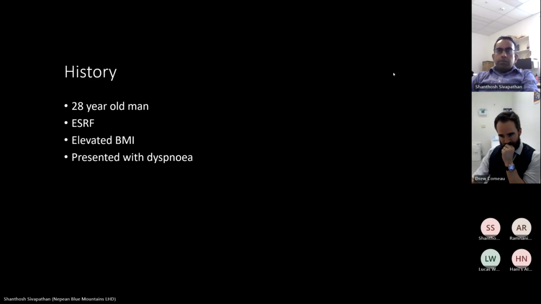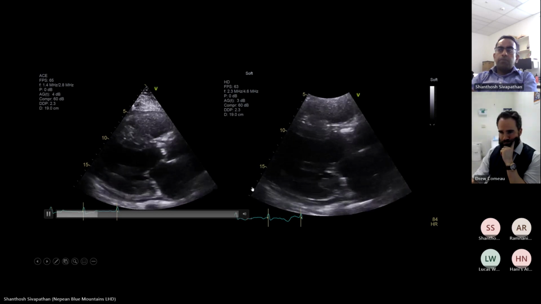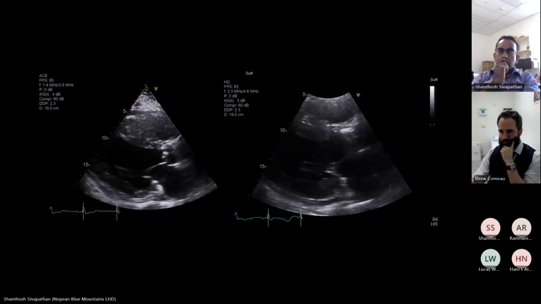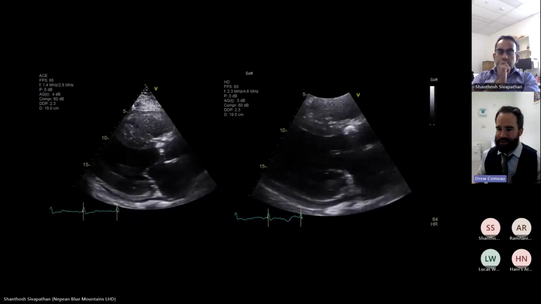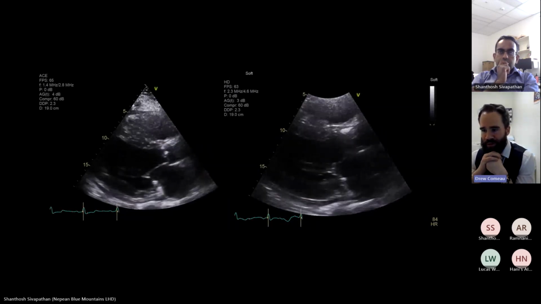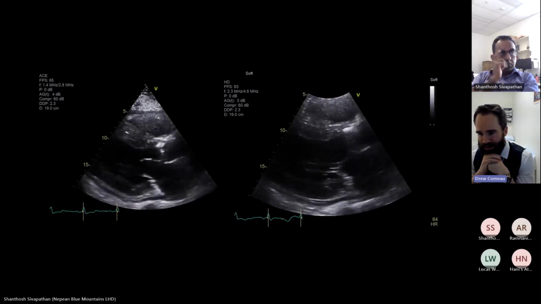All right. So let's start off with a couple of cases. 28-year-old man with end-stage renal failure, elevated BMI, presents with dyspnea. Does anyone want to comment on the parasternal long? I think I'm your man today, if anyone else wants to jump in. Given the age, you have to be really suspicious for bicuspid aortic valve. So we'll just start with that.